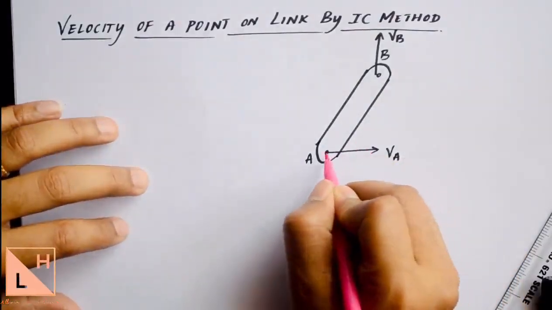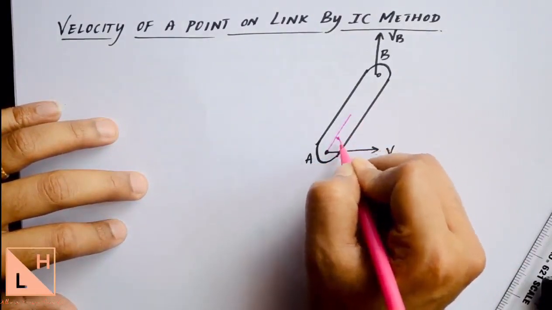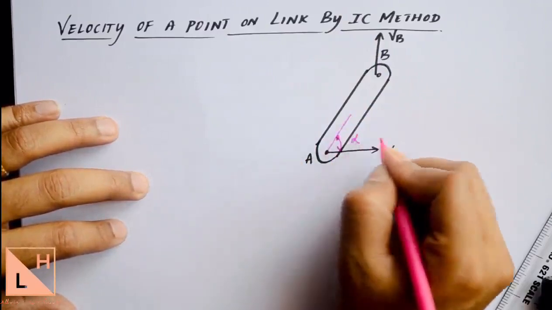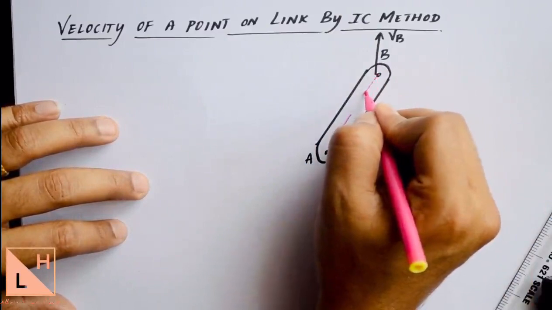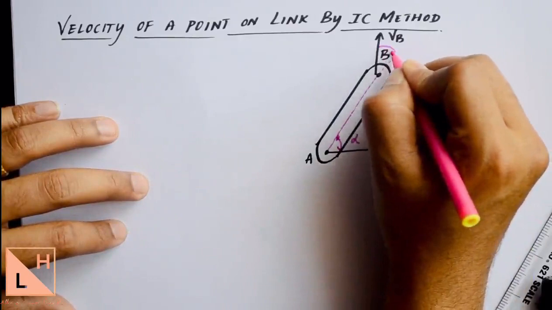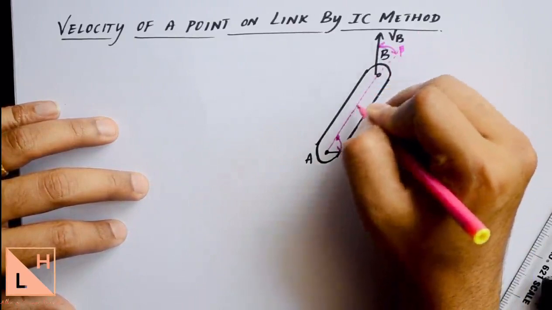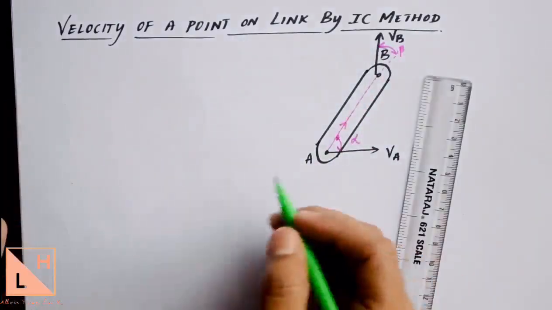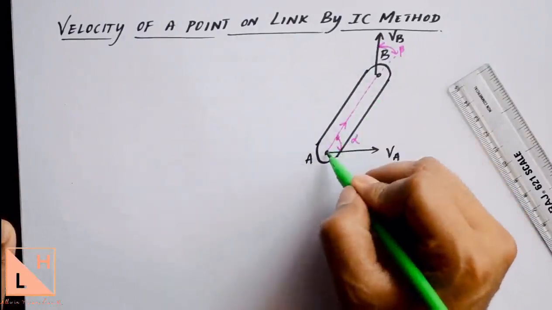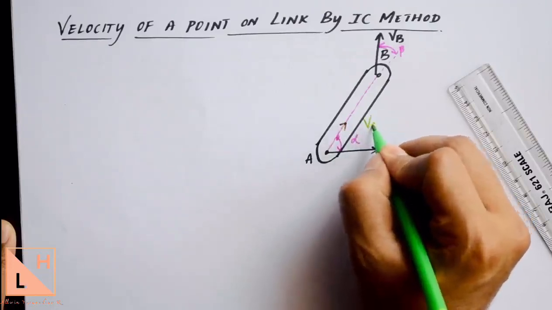Let us assume that the velocity VA is acting at an angle of alpha with respect to the link. So this is the link position. Let us assume the velocity VA is acting at an angle alpha. In the same manner, let us assume that the velocity VB is acting at an angle of beta with respect to the line of the link. Now, if the angle is alpha with respect to velocity VA, the velocity component along the length of the link will be written as VA cos alpha.